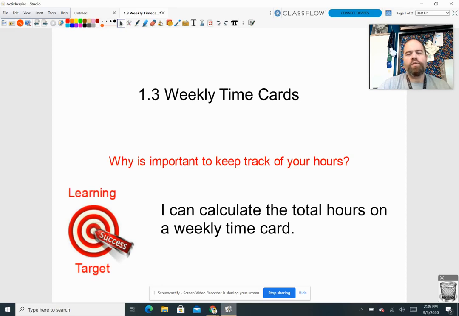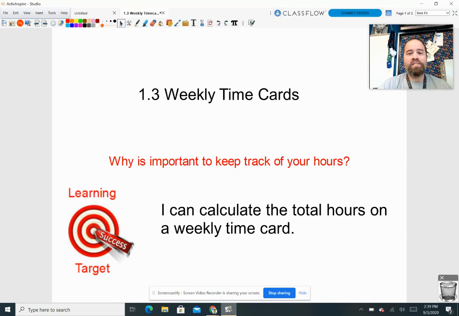Today I want to show you how to keep track of the hours that you work at your job using something called a time card. A lot of businesses still use these, especially smaller, locally owned places. They would have you keep track of the hours you worked by hand, and at the end of the week pay you based on that.